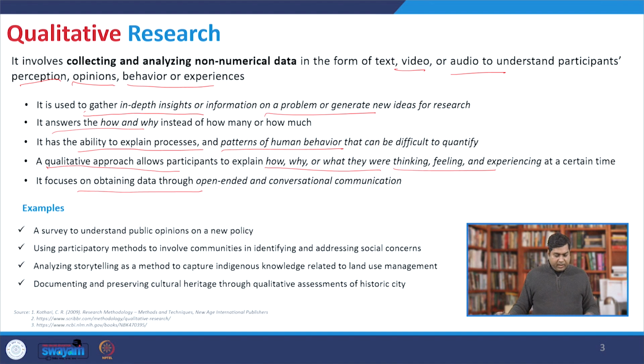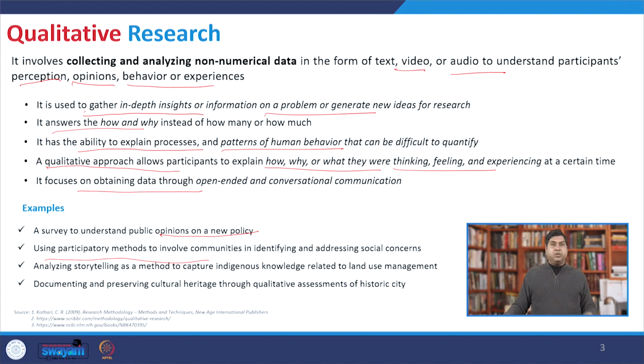An example is a survey to understand public opinions on a new policy. Suppose a new policy comes into the picture, maybe you can take the example of the e-vehicle policy, zero carbon mission, or such kind of policy which people think can bring a positive change, or maybe it will have negative consequences. So you interact and try to understand the impact of that new policy, the public opinion on it, using participatory methods to involve communities in identifying and addressing social concerns.